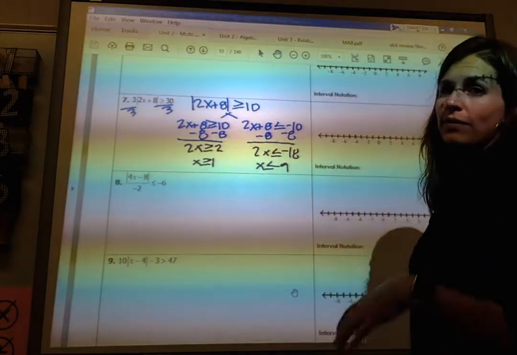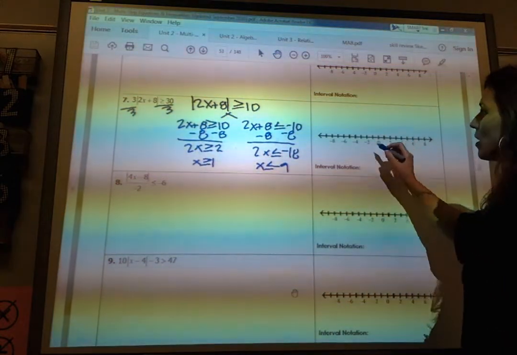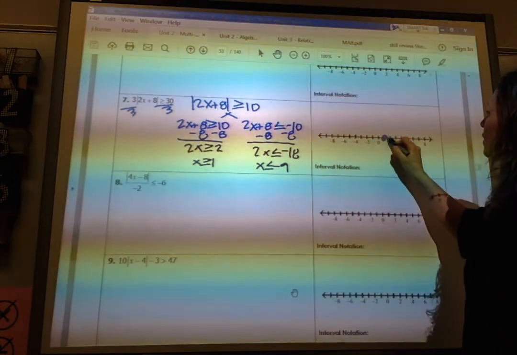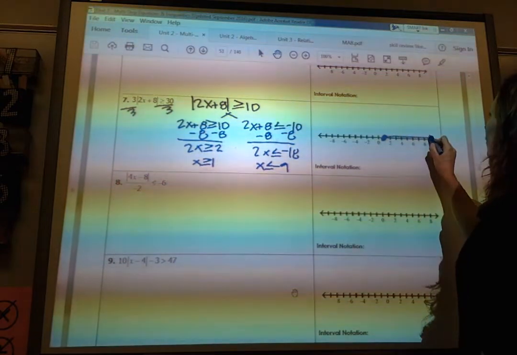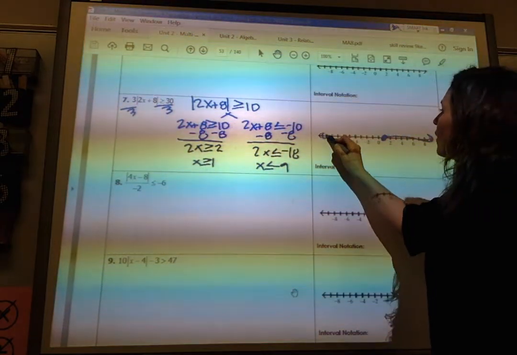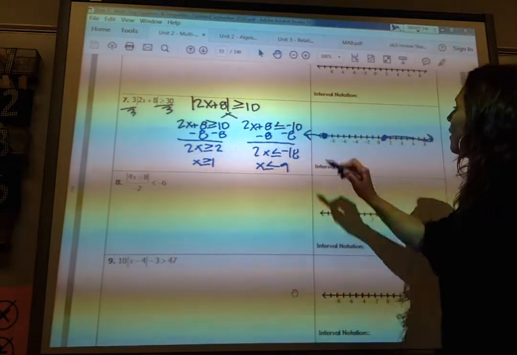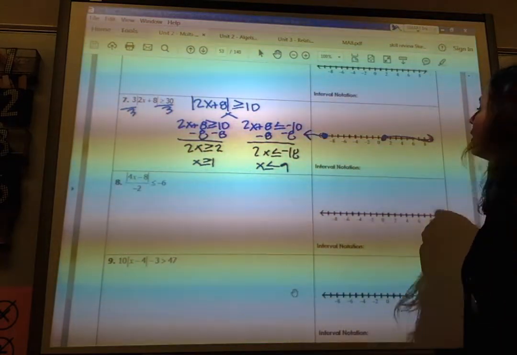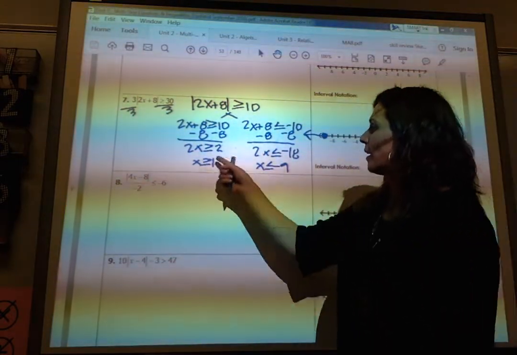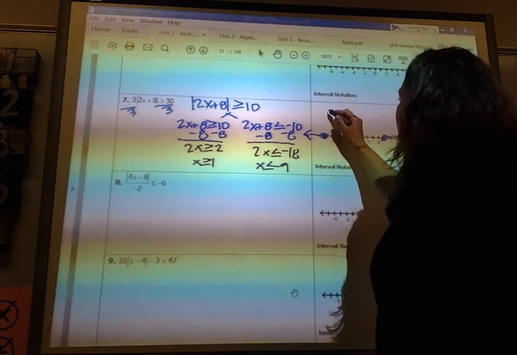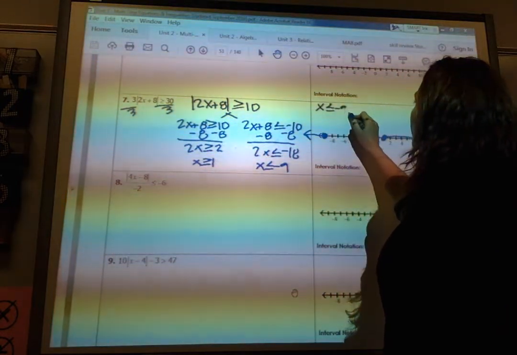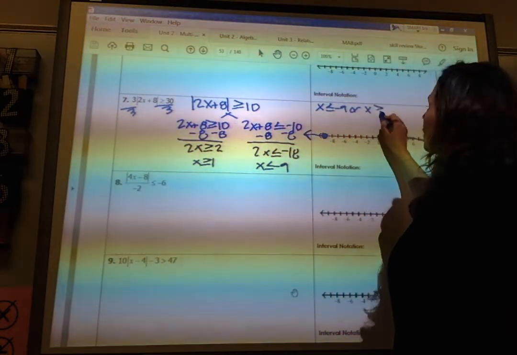I'm going to do my graph, see what it looks like. So here's greater than or equal to 1. So shade in, go to the right. Here's -9, closed circle, shade to the left. This is an OR statement. So I can take what I have here, and I'm going to say x is less than or equal to -9, or x is greater than or equal to 1.